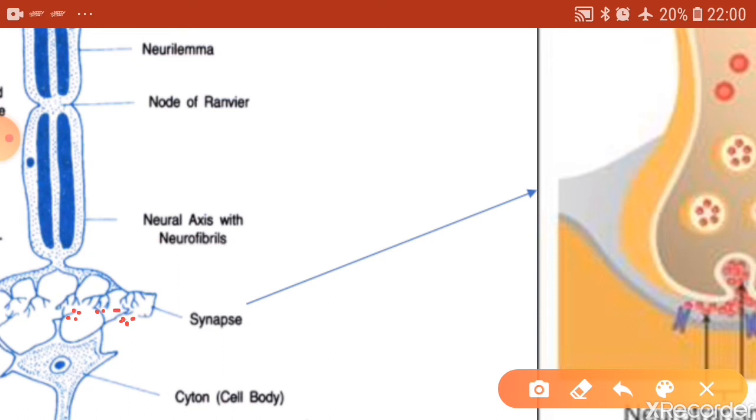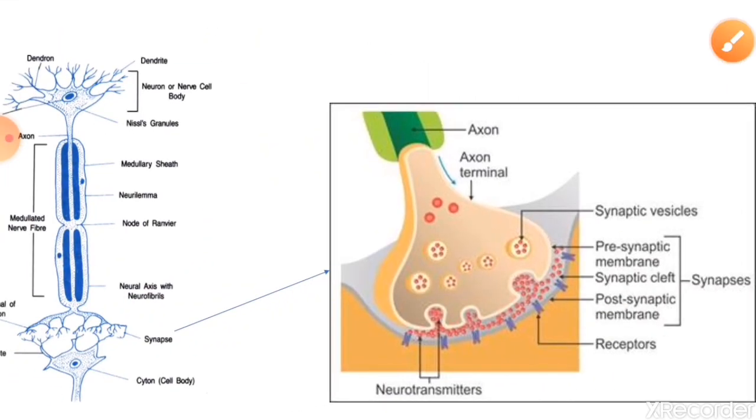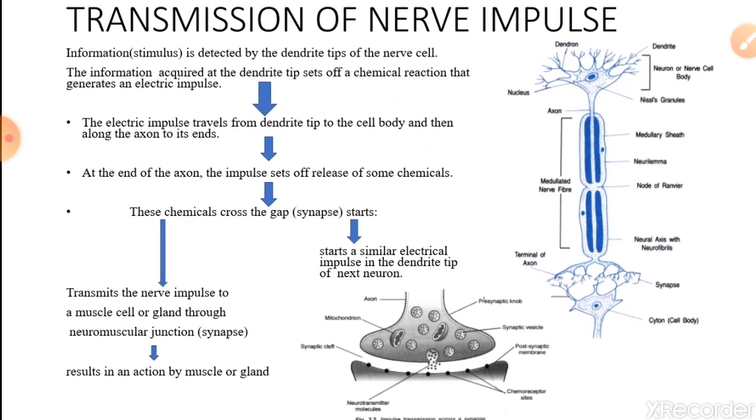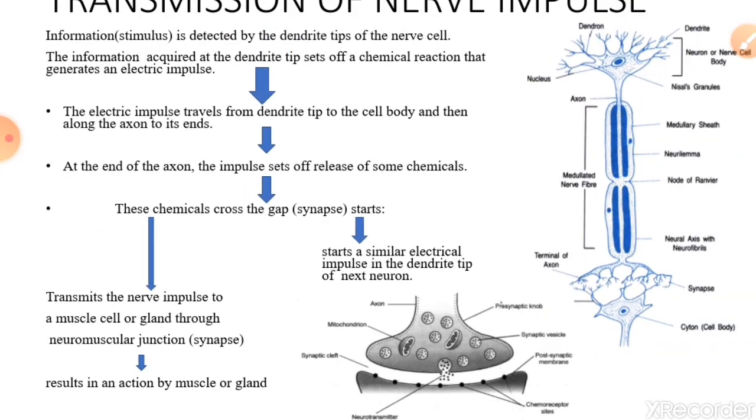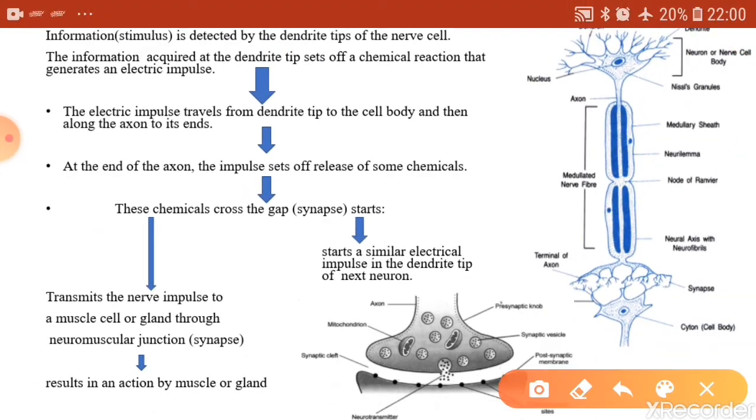So the same binding will act like a stimulus, a chemical change again will happen over here at the dendrite tip, and this chemical change will then again generate an electric impulse and the process will continue. So these are the steps of transmission of nerve impulse. The first step is information is detected by the dendrite tips of the nerve cell. The information acquired at the dendrite tip sets off the chemical reaction that generates an electric current. Then the electric impulse travels from dendrite tip to the cell body and then along the axon to its end.